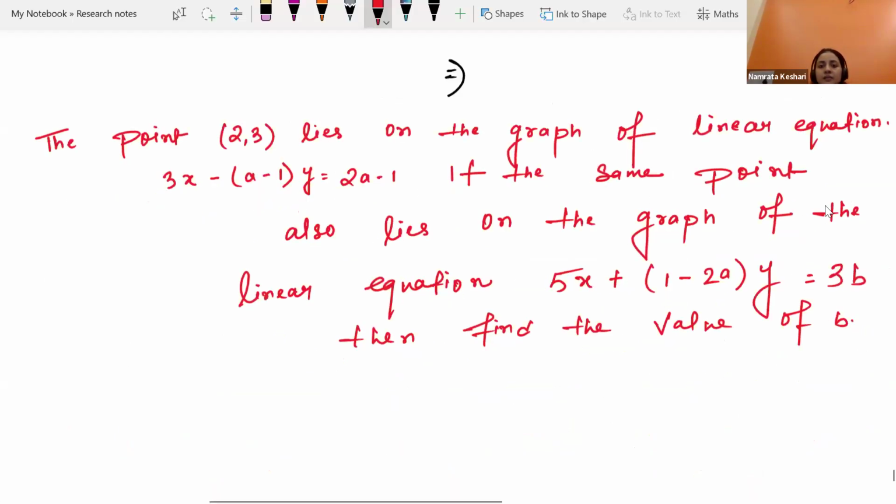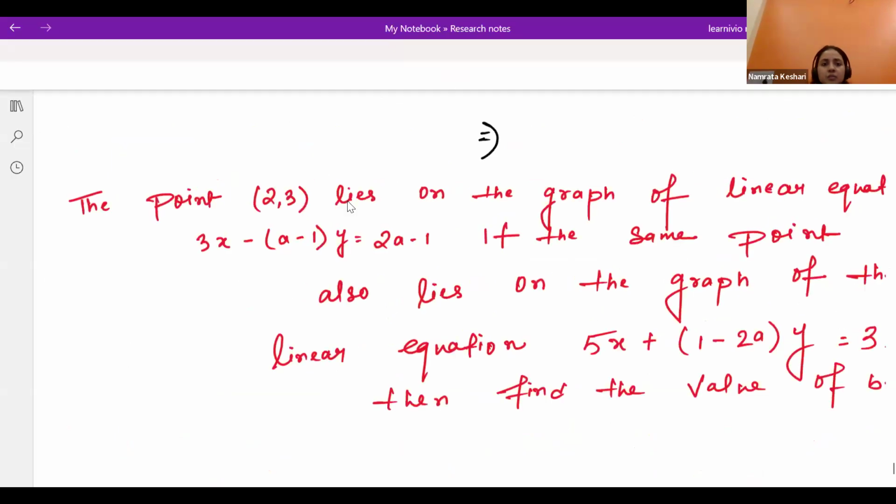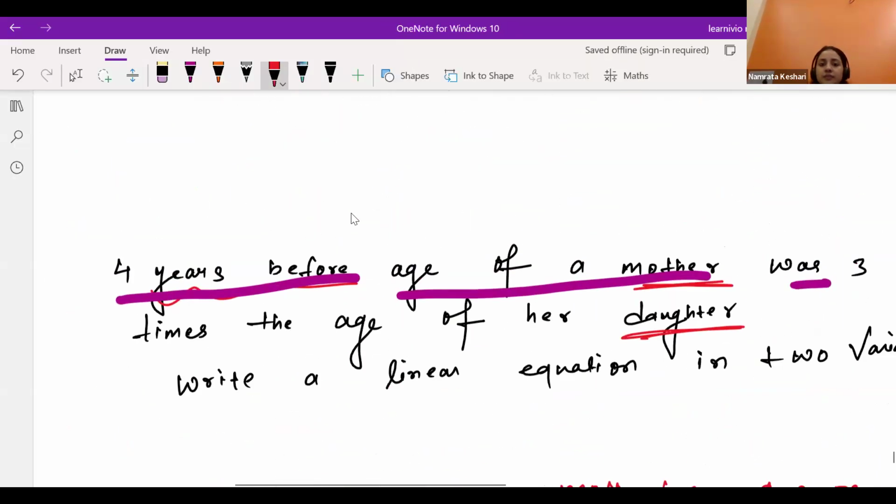And I don't understand the question. Which one? Previous one. Yes, ma'am. Why, when I was explaining, why did you not say that you are not getting? Arhan, you said, right? Yes, ma'am. Okay. Here, the question says that 4 years before, age of the mother was 3 times the age of the daughter. Write it in linear equation in 2 variables. I said to you, whenever, you understand Hindi also, right? Arhan? Yes. Okay, so, Heather, you don't understand Hindi, right? Yes. Okay, I'll be explaining the same in English.